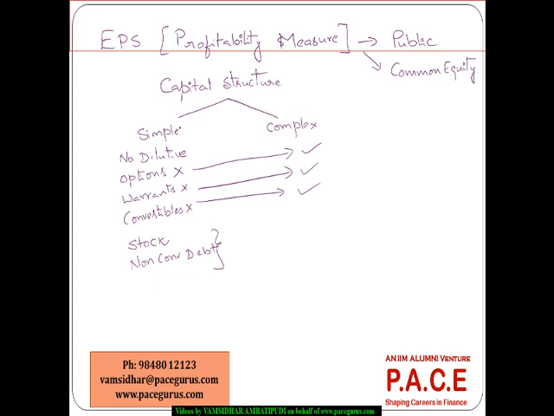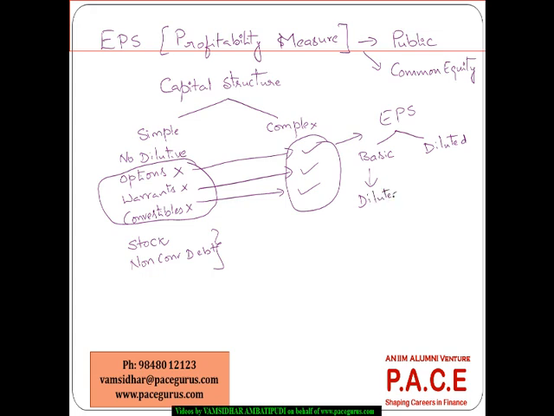Now, any company which has any one of these elements, a complex capital structure, has to report in its financial statements both the basic EPS as well as the diluted EPS. Now, what do I mean by these two? Whenever I am talking of basic, it does not bother about the dilutives.